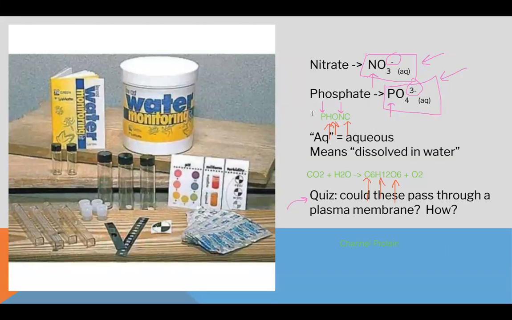And you can bet that if you looked at the cell membranes of algae or of plants, like their root tissue, like the roots of a tree, if you looked at the cells that make up those roots, you'd find channel proteins that absorb phosphate and nitrate, absolutely for certain. Okay.